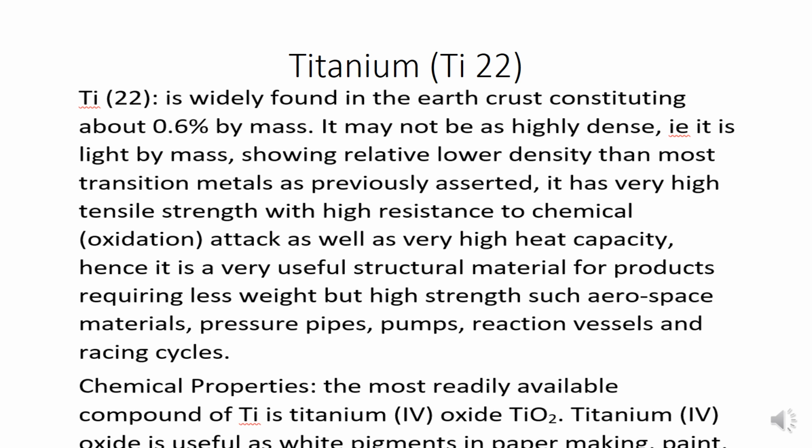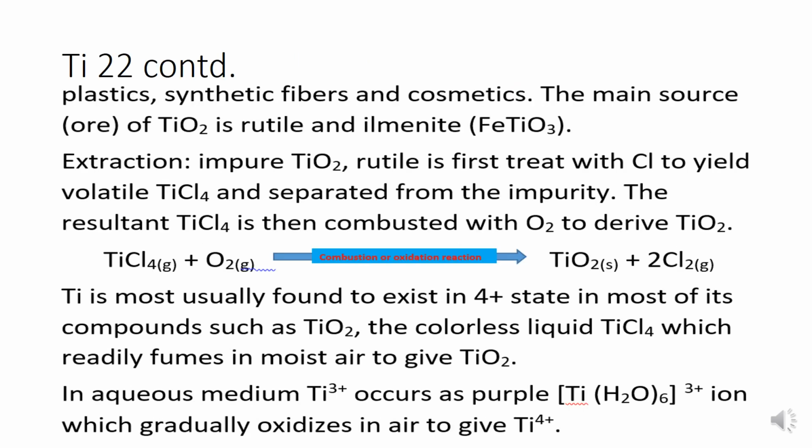The most readily available compound of titanium occurs in the +4 oxidation state, as you can see in titanium oxide, which people readily call dioxide. Titanium is found useful in the plastic industry, as synthetic fibers, and in cosmetics. We extract titanium from its ore by reacting with chlorine, where the titanium tetrachloride is further reacted with oxygen to obtain titanium oxide.